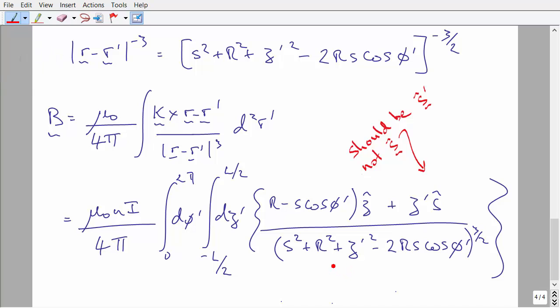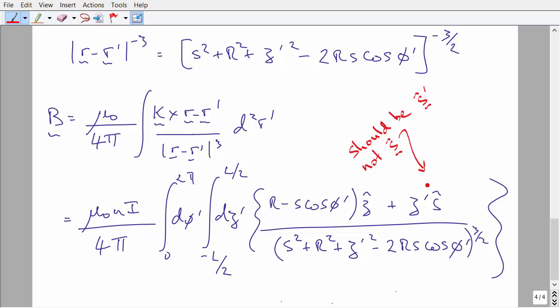Okay, so this is the integral that we wind up with, and let's study the last term over here first of all. You'll notice that I have a z prime s hat term here, and this z prime is divided through, this is an odd function in z prime, divided through by an even function in z prime. So this whole thing is odd, and if I integrate it from minus L on 2 to L on 2, I get 0. So in other words, the s hat term is going to go away.